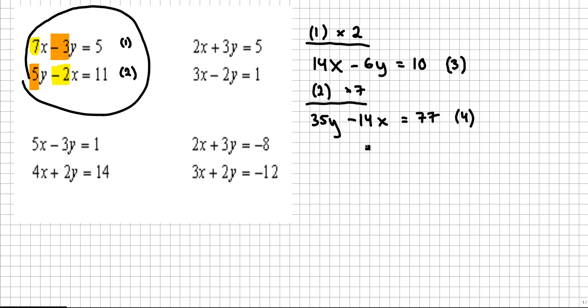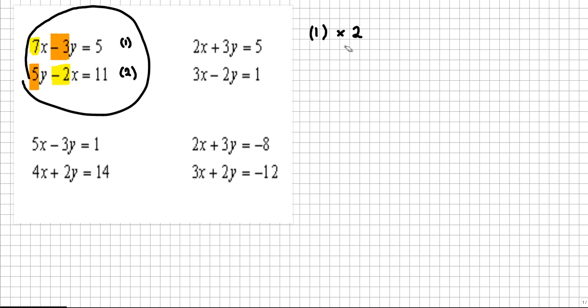And now it's very easy to continue with the elimination method because we have 14x and minus 14x. So the next step would be, of course, equation number 3 plus equation number 4. And that would eliminate the x variable. We would end up with an equation with just y, and we can solve that one. So we're not going to solve the equations in this example. We're just going to balance the coefficients.